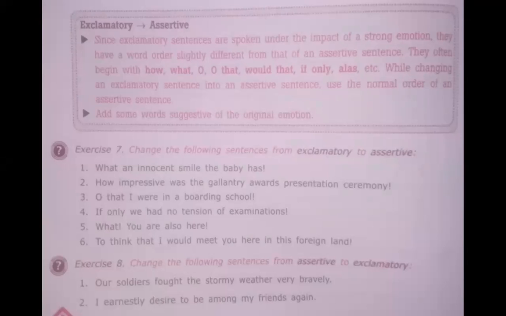Exclamatory to assertive, since exclamatory sentences are spoken under the impact of strong emotion. I told you the strong emotion or feelings, they have a word order slightly different from that of an assertive sentence. They often begin with how, what, oh that, would that, if only, alas, etc. While changing an exclamatory sentence into an assertive sentence, use the normal order of an assertive sentence. Add some words suggestive of the original emotion.